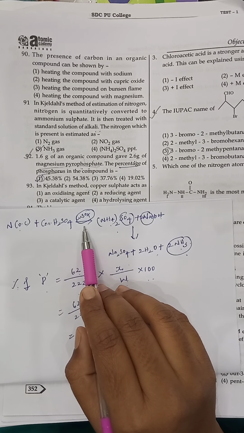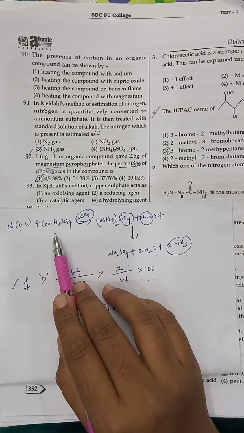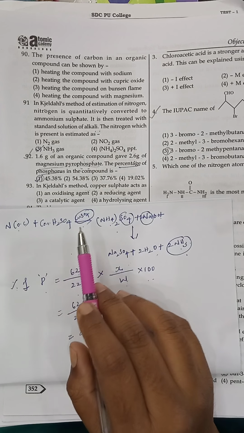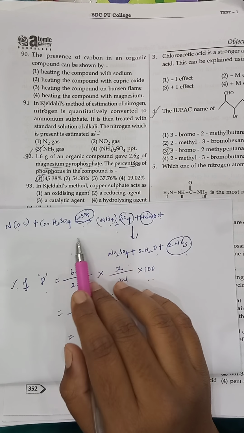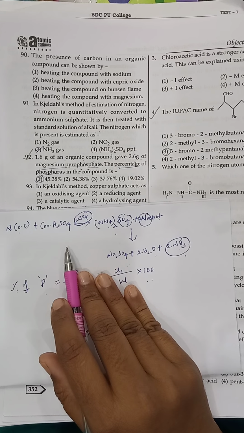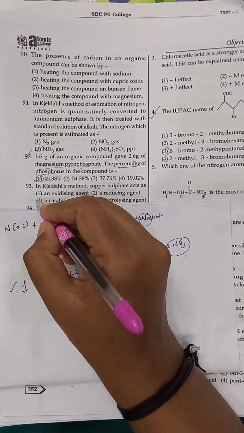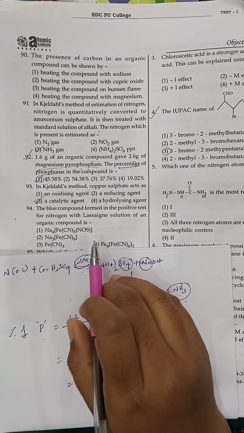It is acting as a catalytic reagent, because it does not participate in the reaction, but it speeds up the rate of reaction. Whatever reagent does not participate in the reaction but speeds up or alters the rate of reaction, that is said to be a catalyst. Here this is having that catalytic property. So the answer is the third one, that it can act as a catalytic agent.